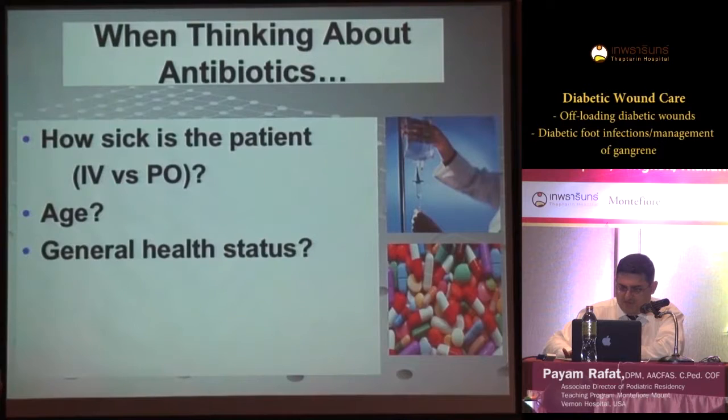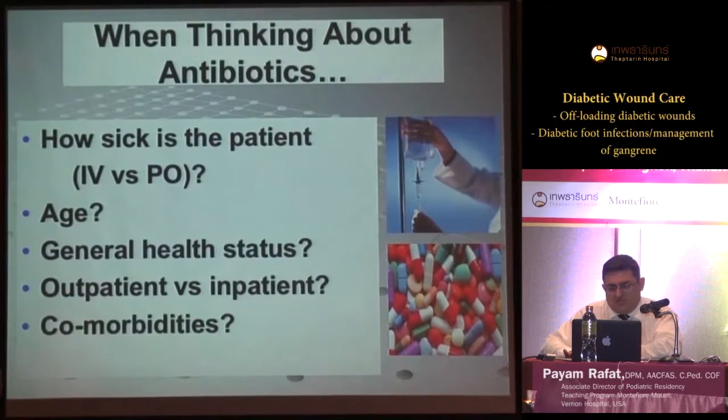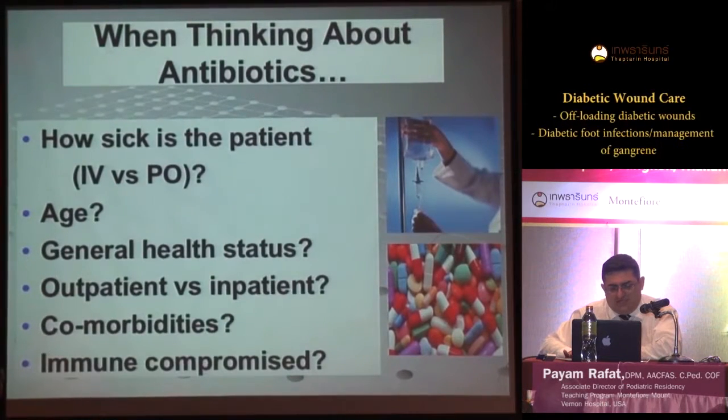So when thinking about the antibiotics, we have to see how sick is the patient. Do they need IV antibiotics or antibiotics by mouth? What's the age of the patient? What's the general health status? Are they going to be inpatient or outpatient? What are their comorbidities? Are they immune compromised?